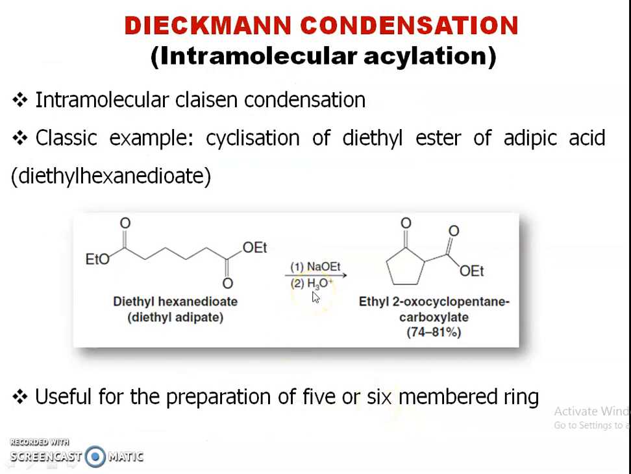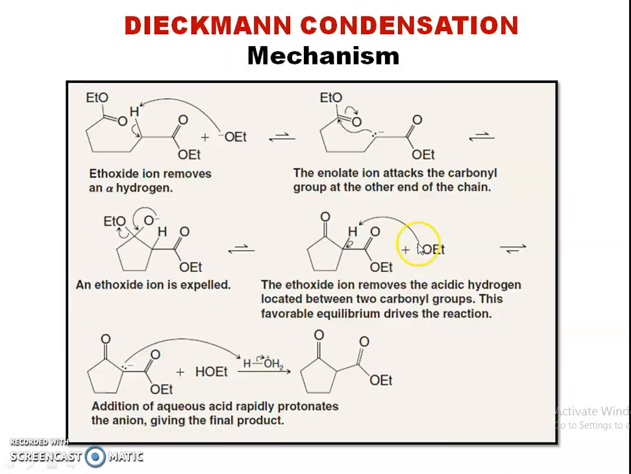Next one is Dieckmann condensation. Dieckmann condensation is an intramolecular acylation reaction. It is an intramolecular Claisen condensation reaction. And a classic example is cyclization of the diethyl ester of adipic acid. This is adipic acid. This cyclizes in the presence of base, and finally it is hydrolyzed to give a structure like this. And this is useful for the preparation of 5 and 6 membered rings only because of ring strain.